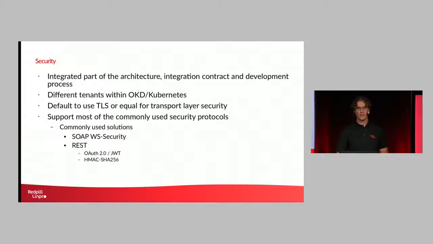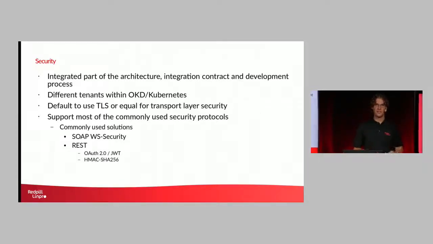When it comes to security, again, this is an integrated part of how we think. It's an integrated part of the architecture and how we build and design our integrations. We have different tenants within Kubernetes, the OKD, making sure that different customers cannot access each other's integrations or each other's data. We default to using TLS for all communications, both externally and inside the cluster, making sure that your data is always encrypted when it's passed through the wires.